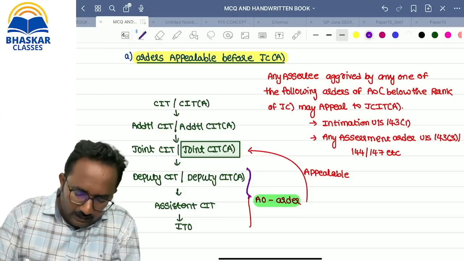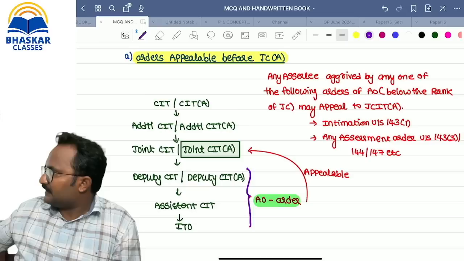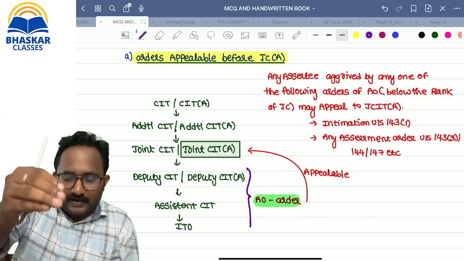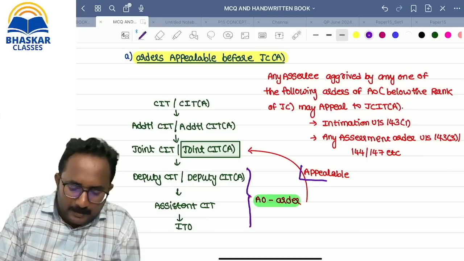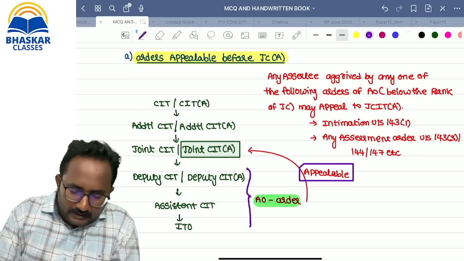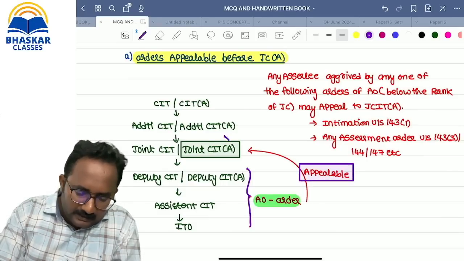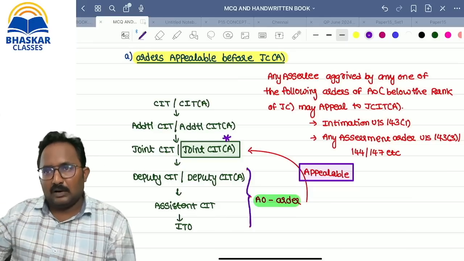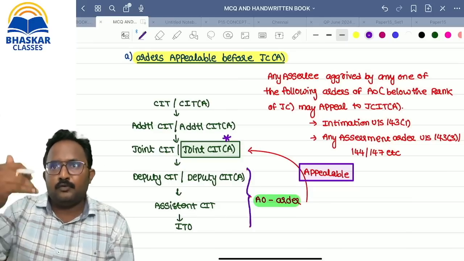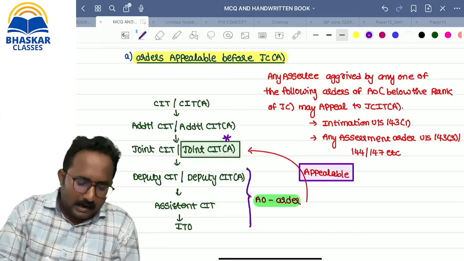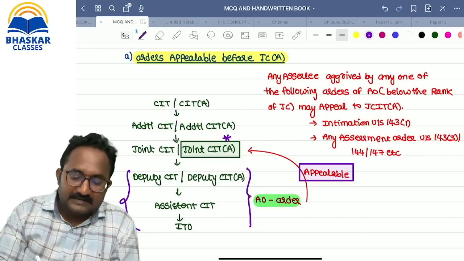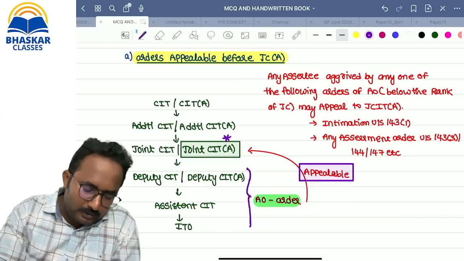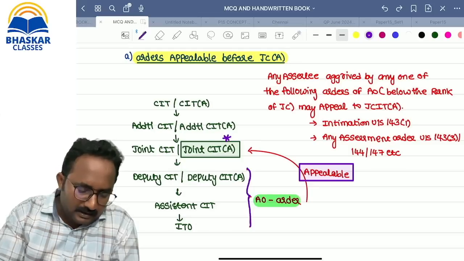If an order is passed by the Deputy, Assistant or ITO acting as the AO, and the assessee is not satisfied with that order, it is appealable before whom? The Joint Commissioner of Income Tax Appeals. For example, if the assessee does not agree with an order passed by them, the next higher authority is the Joint Commissioner of Income Tax. That's why we appeal before the Joint Commissioner of Income Tax Appeals.